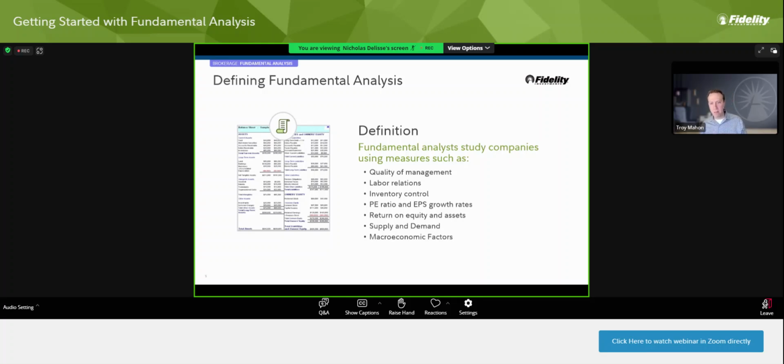Do I need to understand macroeconomic factors? All of those are of importance. But when you really try to boil it down, what are the two major factors? To me, it's really cost and value.